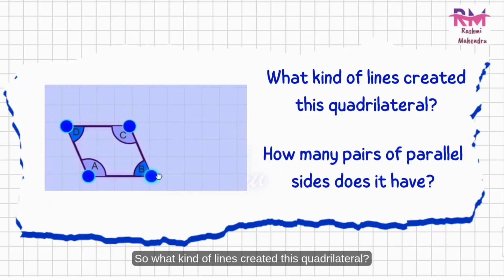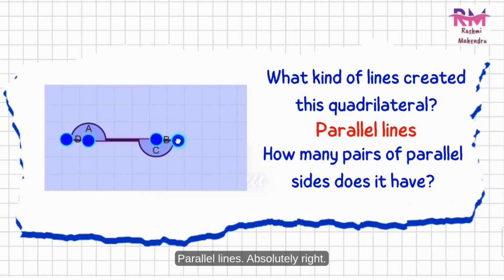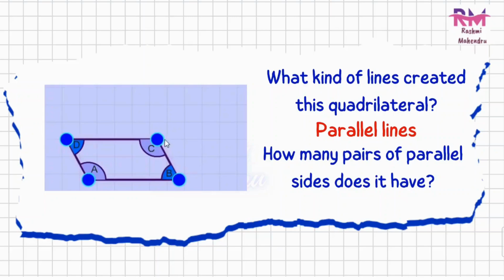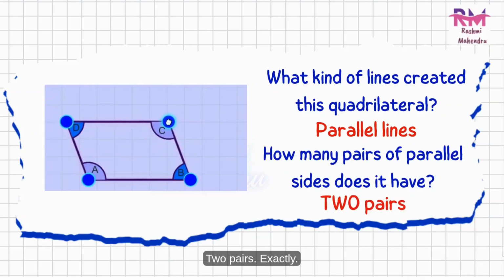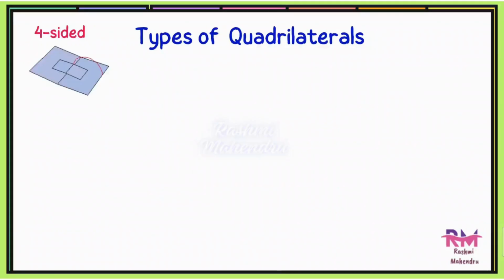So what kind of lines created this quadrilateral? Parallel lines, absolutely right. And how many pairs of parallel sides does this quadrilateral have? 2 pairs. Exactly. But do all the quadrilaterals have 2 pairs of parallel lines? Let's explore the special quadrilaterals.